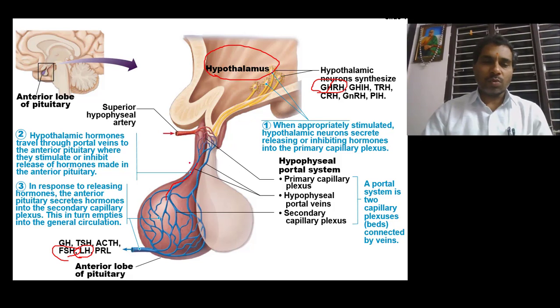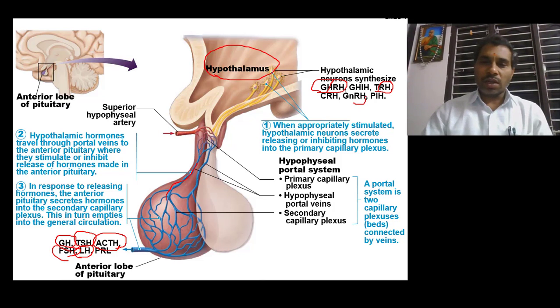Like this, this one is growth hormone releasing hormone, not gonadal. Growth hormone releasing hormone stimulates the cells to secrete growth hormone. Like this, TRH, thyroid releasing hormone, stimulates the cells to secrete thyroid stimulating hormone. Like that, ACTH releasing hormone stimulates the secretion of the adrenocorticotropic hormone.